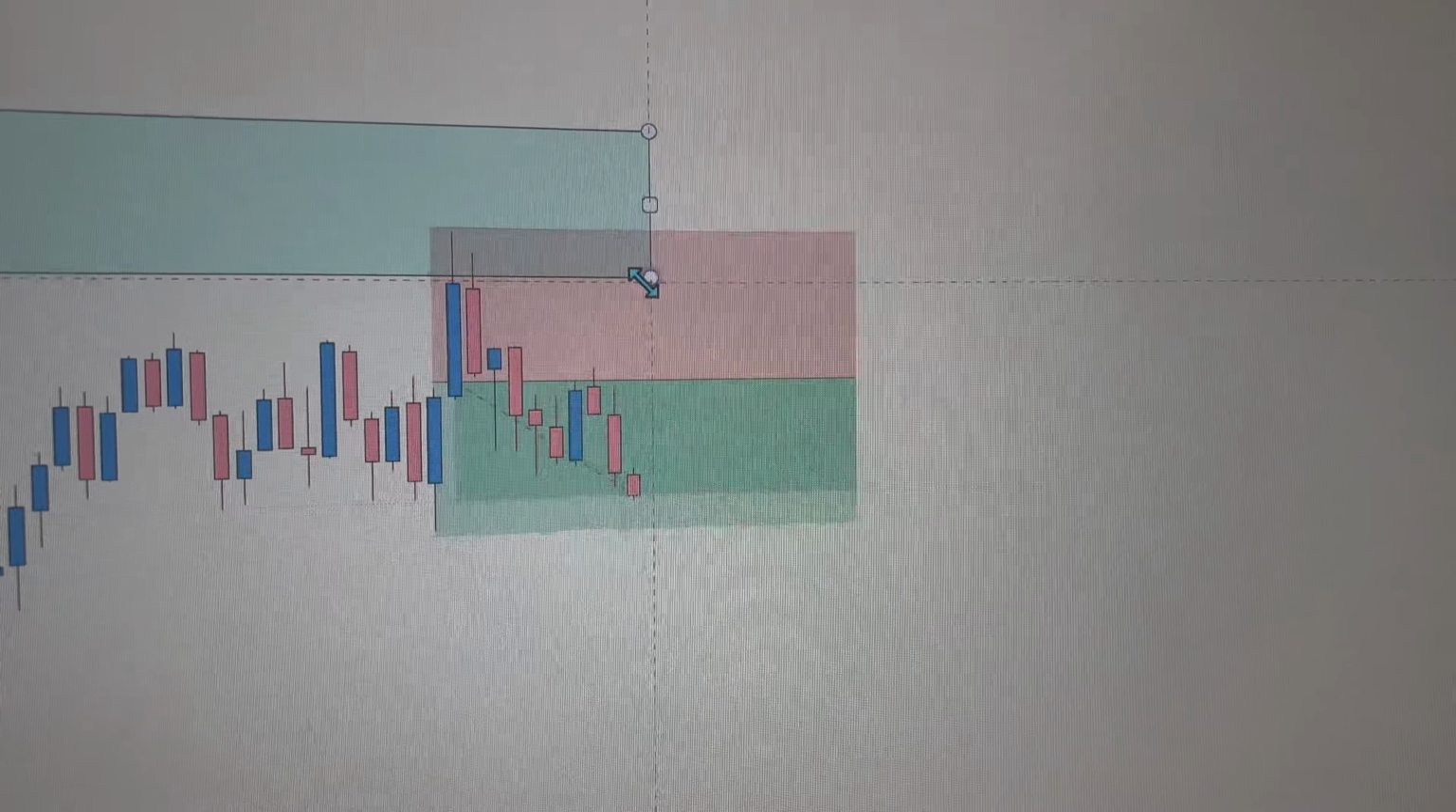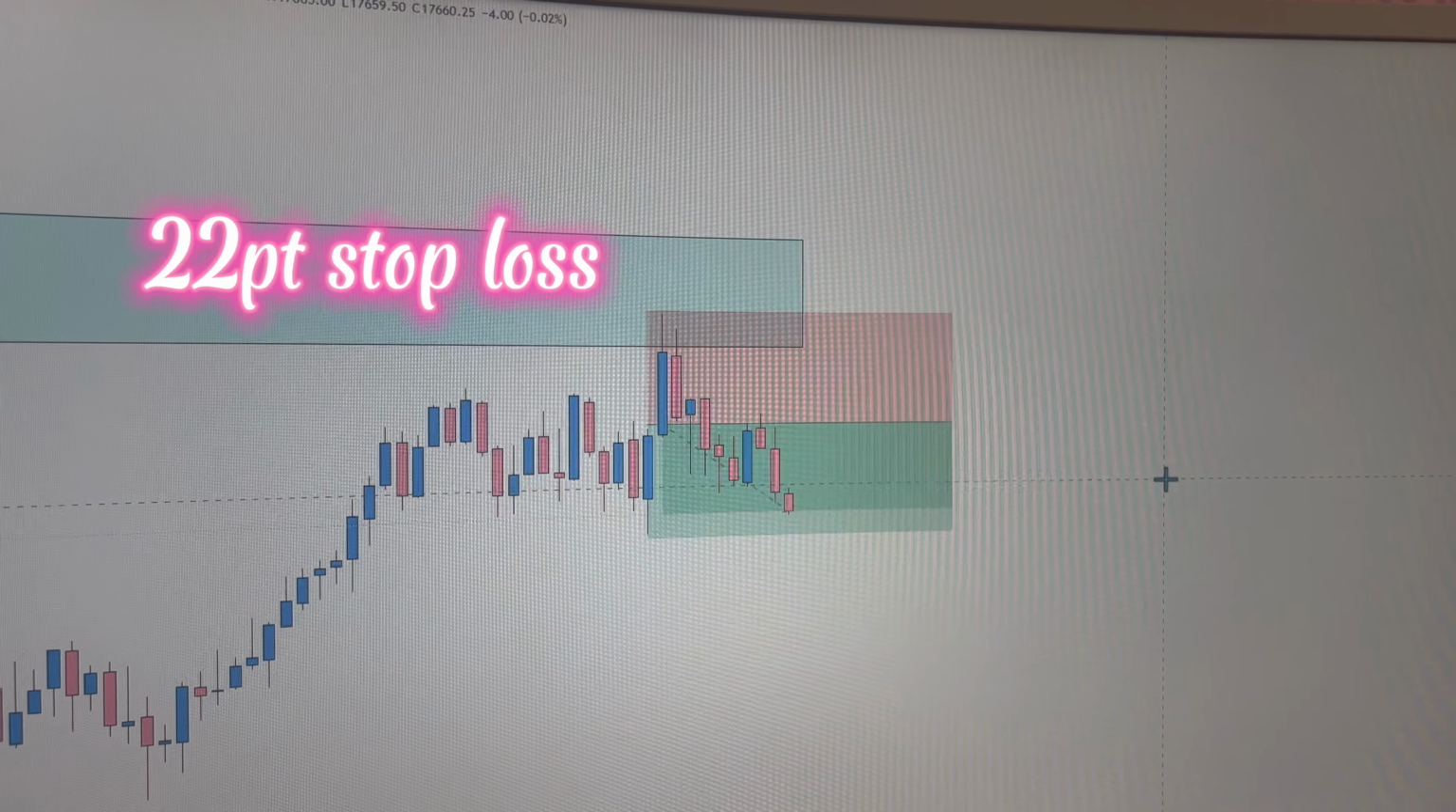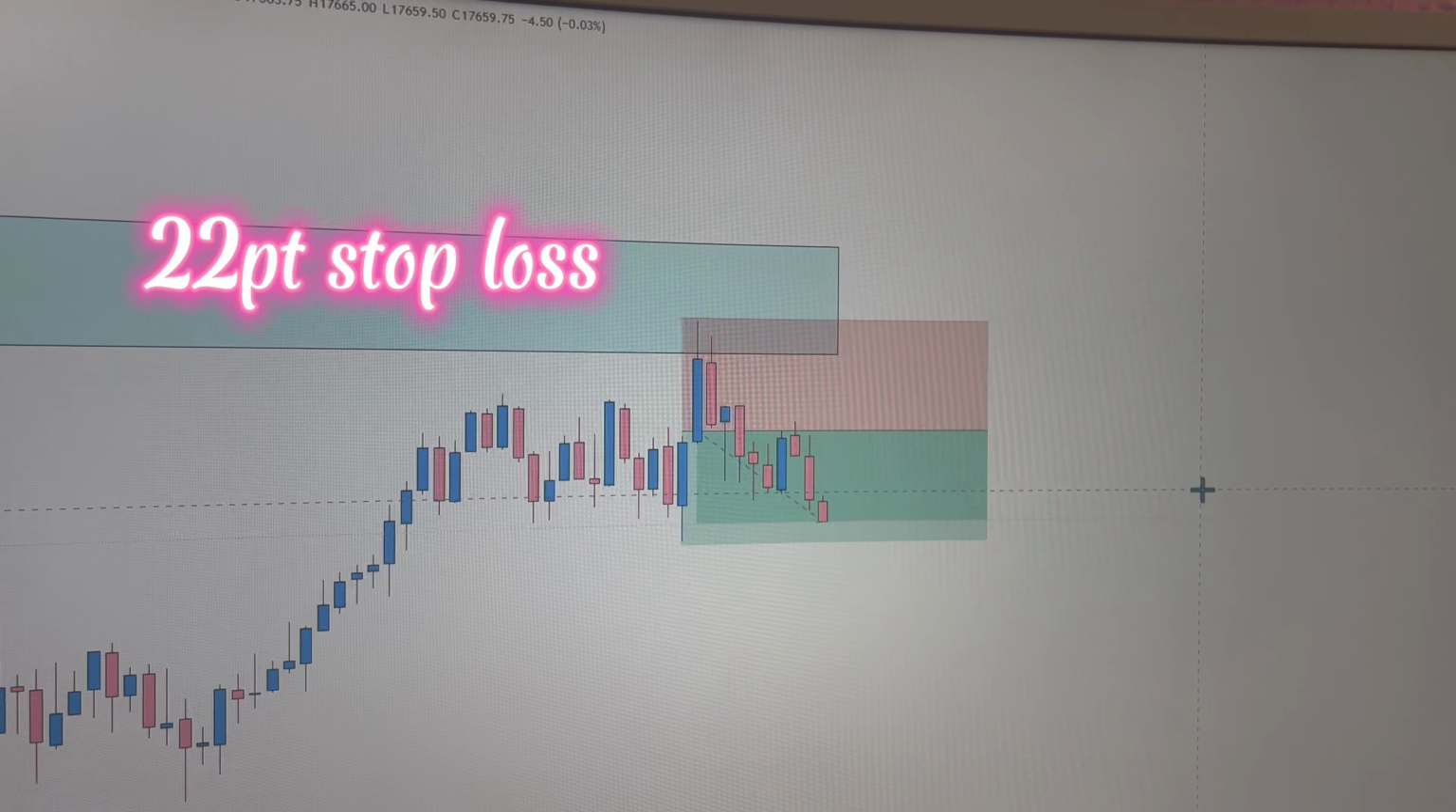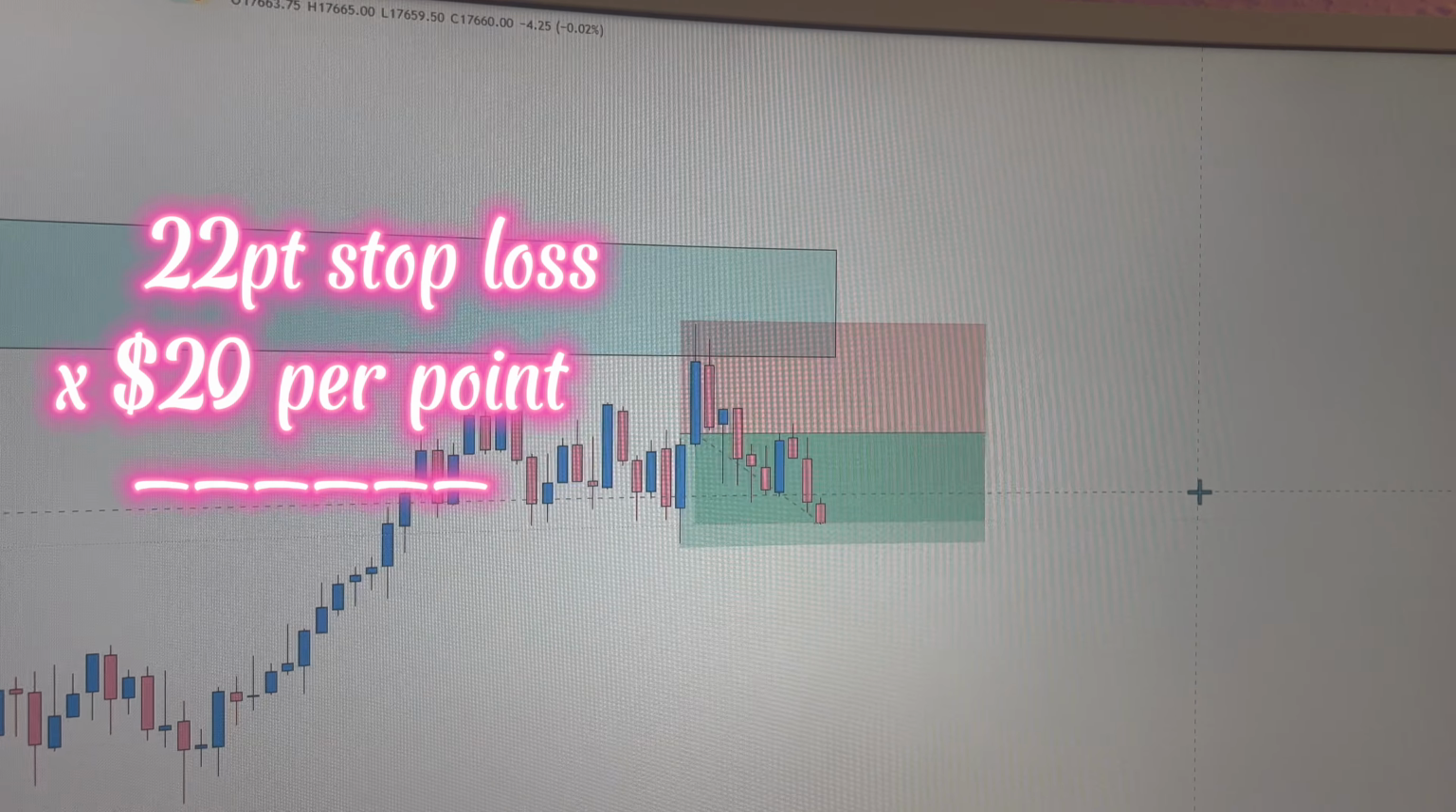22-point stop loss. 1 point on NQ is equal to $20. 22 times 20. If you risk one contract on NAS or NQ, which is the E-mini, not the micro, this is the largest one you could trade on. If you're risking one contract on NQ, then you're risking $440.